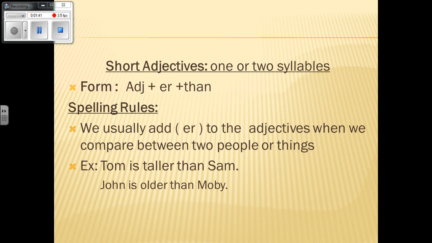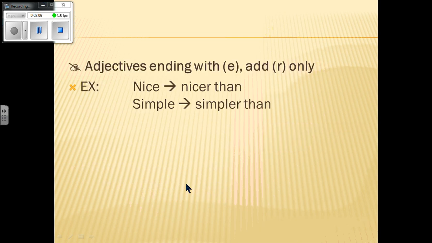So with short adjectives, we add er to the adjective and the word than. We usually add er to the adjectives when we compare between two people or things. Tom is taller than Sam. Tall, er, than. Taller than Sam. John is older than Moby.